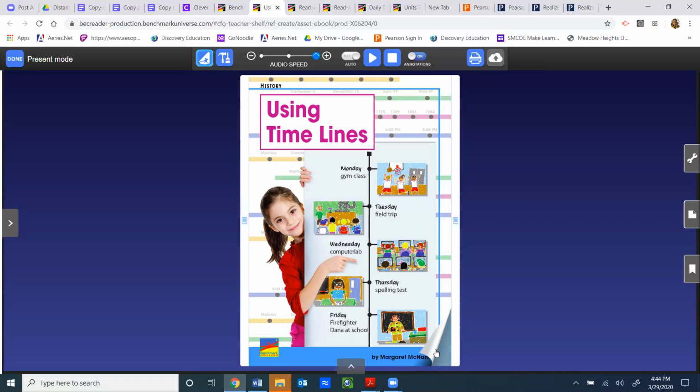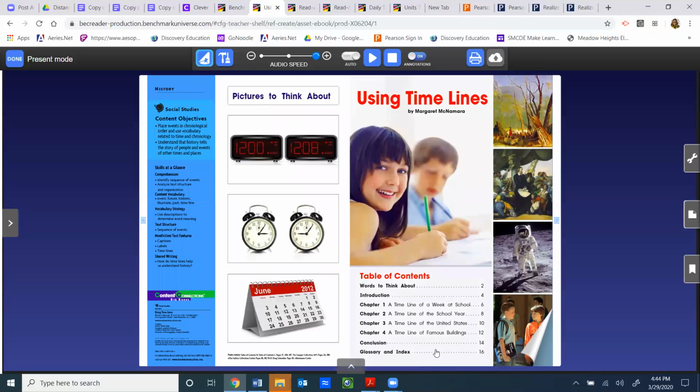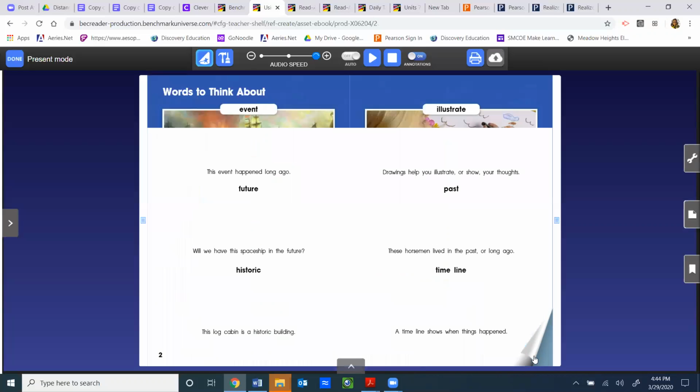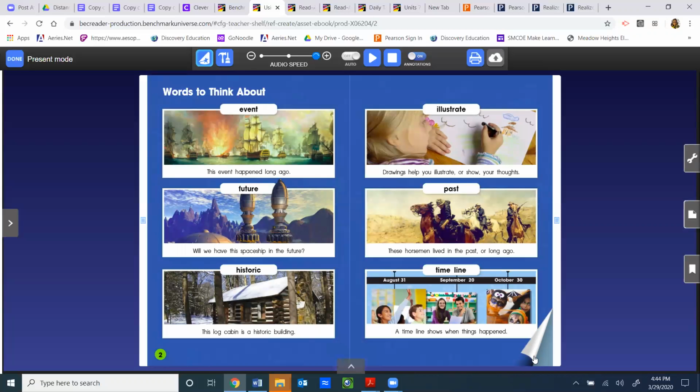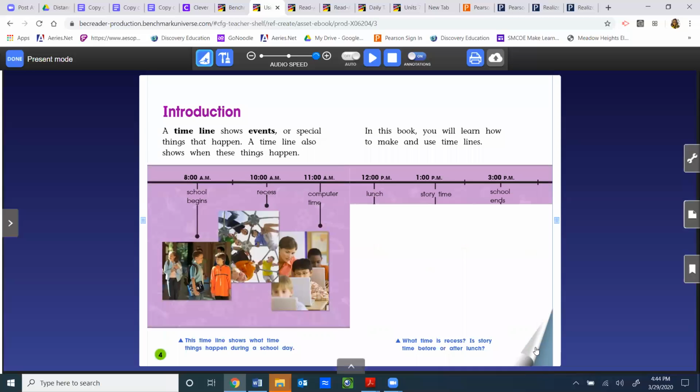Some features of what makes this a nonfiction informational text is that it has a table of contents. We have talked about how there are many fictional texts that have tables of contents, but this is, in first grade, known as a nonfiction text feature. Something else that tells us that this is a nonfiction informational text is the words to think about page that you are seeing here. And let's go ahead and go to the first page.